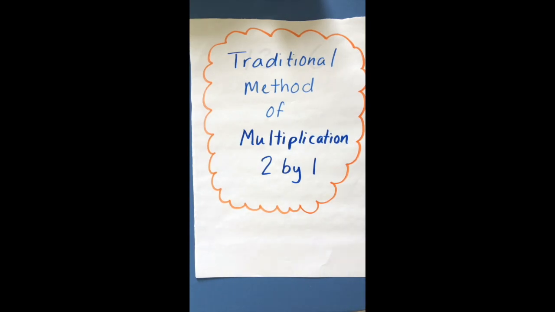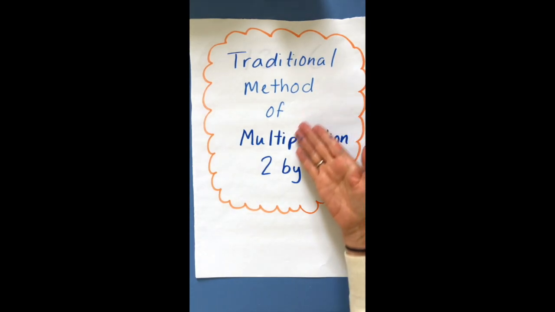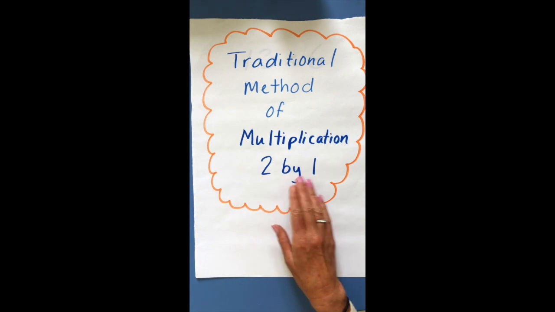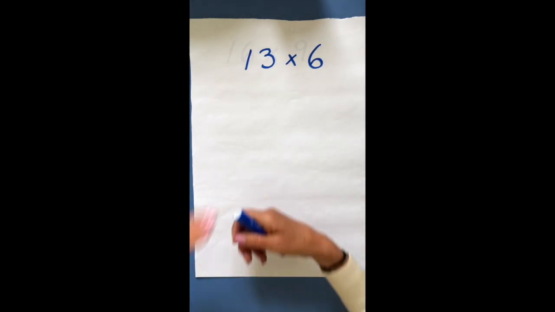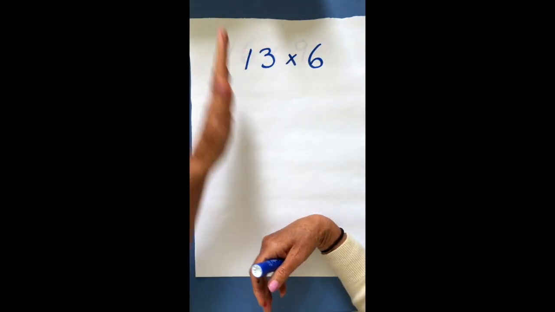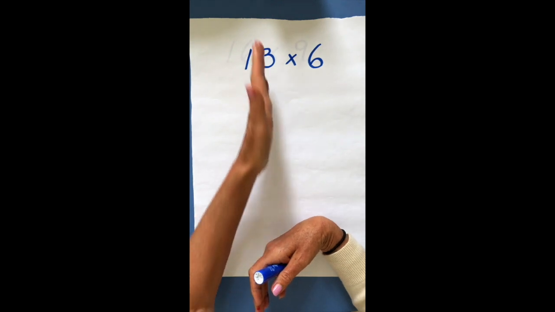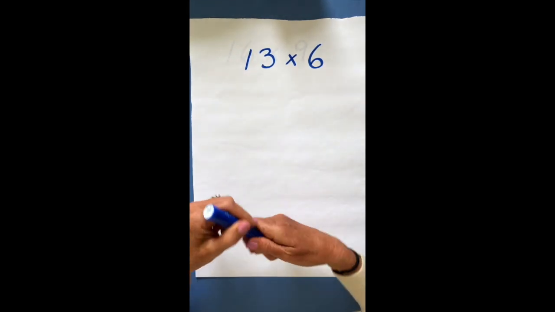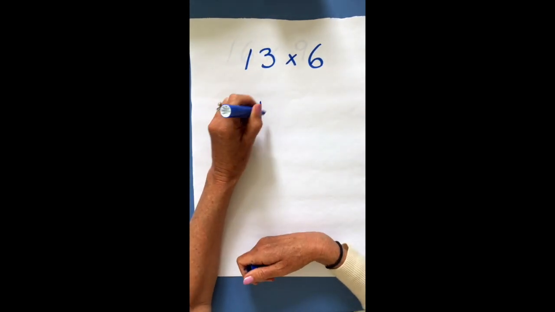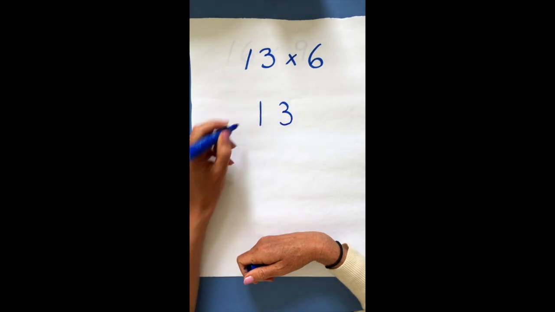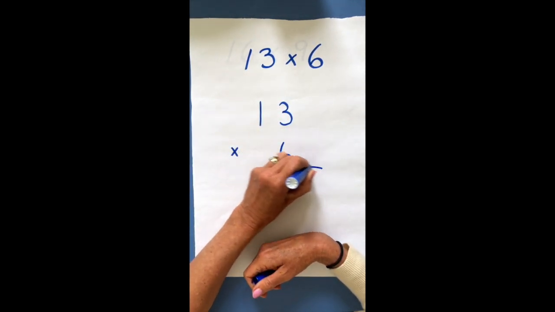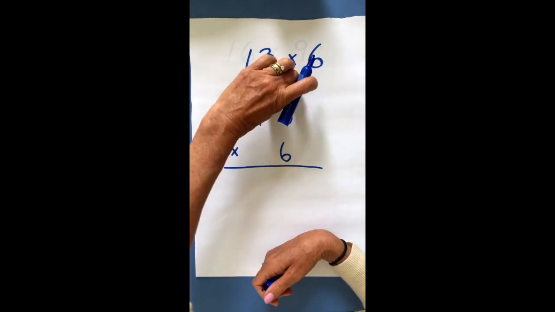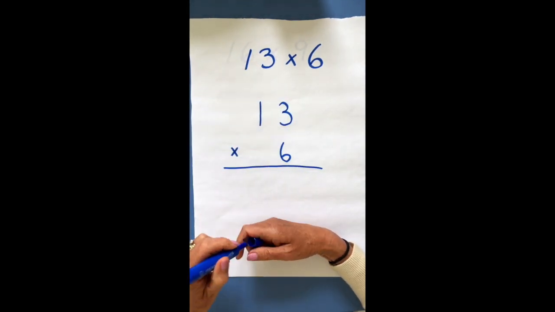Right. This is a video on the traditional method of multiplication of 2-digit by 1-digit numbers, so 2 by 1. Here's my first problem. This problem is written horizontally, but I want to write it vertically, and I want to put the digits in the proper place value. So I'm going to write 13, and then I'm going to write times 6. Now I've got them lined up, so I have the 1s and the 10s, and I like that better.